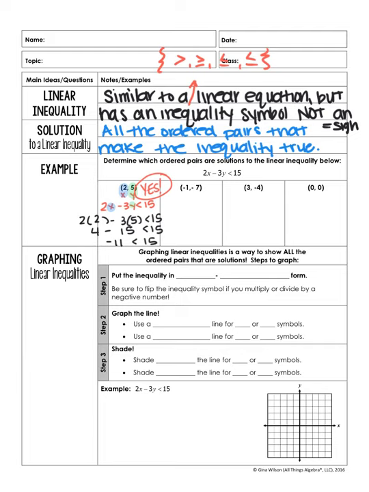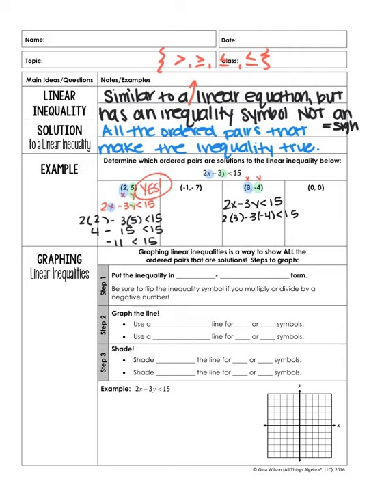All right, I'm going to jump over here and do 3, negative 4. Again, this is our x coordinate and this is our y coordinate. We're going to plug 3 in for x, and we'll plug negative 4 in for y. So let's go ahead and rewrite this. Our inequality was 2x minus 3y is less than 15. My x I said was 3. My y I said was negative 4.